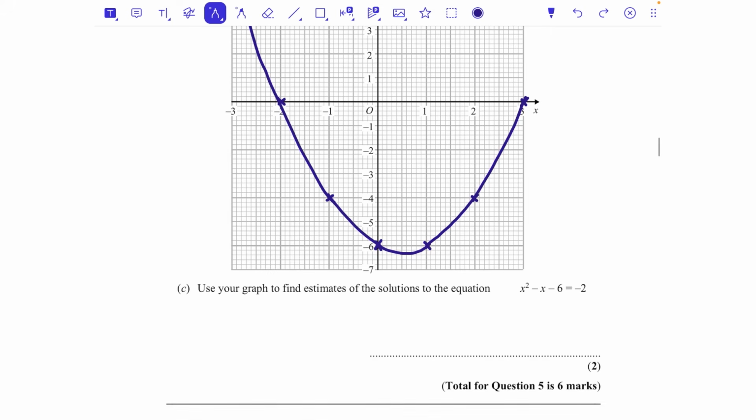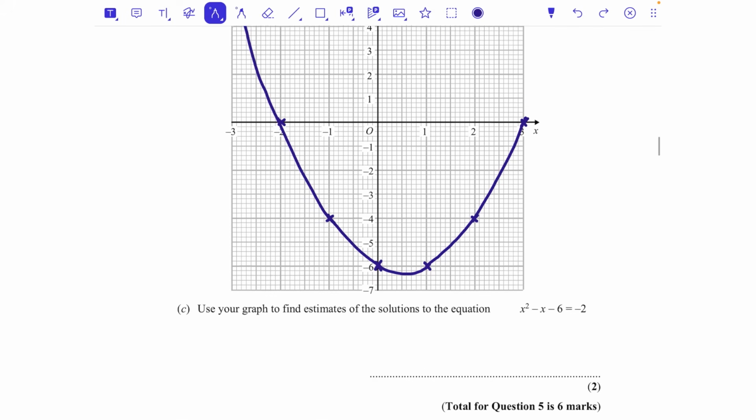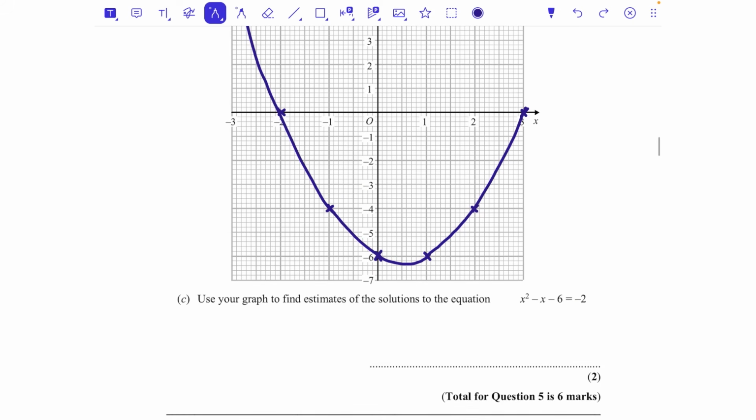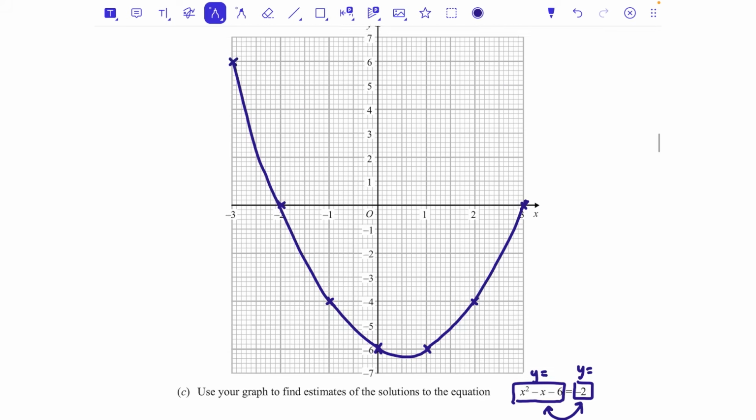It then says use your graph to find estimates of the solutions to the equation x squared minus x minus 6 equals minus 2. Well, x squared minus x minus 6 is what we've just drawn. We've just drawn y equals x squared minus x minus 6. So if I can draw y equals minus 2, then this is just simultaneous equations, just asking me when does this graph equal minus 2.